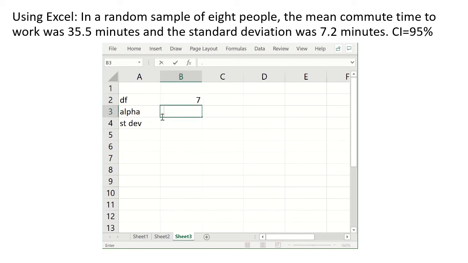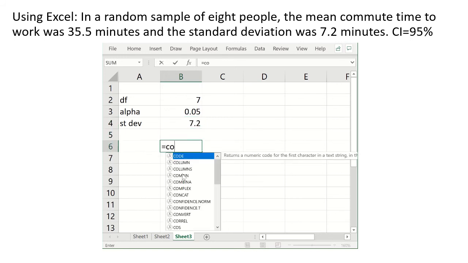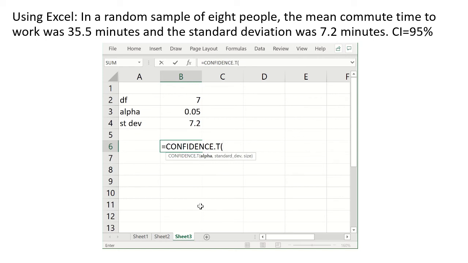The alpha is the level of confidence, which is 1 minus the confidence interval of 0.05, and the standard deviation is 7.2. So now, to get our margin of error, when you type confidence, you can see your options, but we're going to use t because we're using the t-distribution. And you can see the first thing it wants is the alpha, and then it wants the standard deviation, and then it wants the sample size.